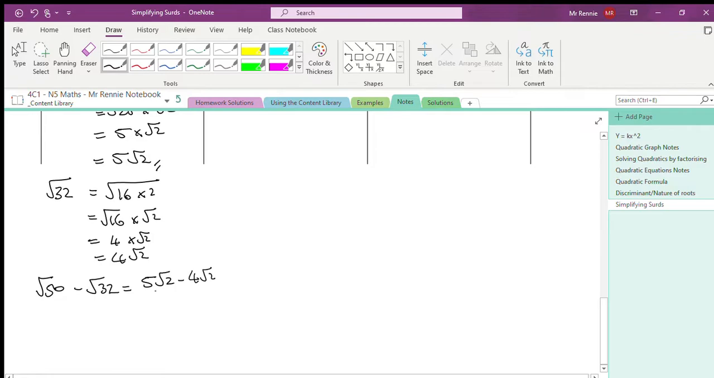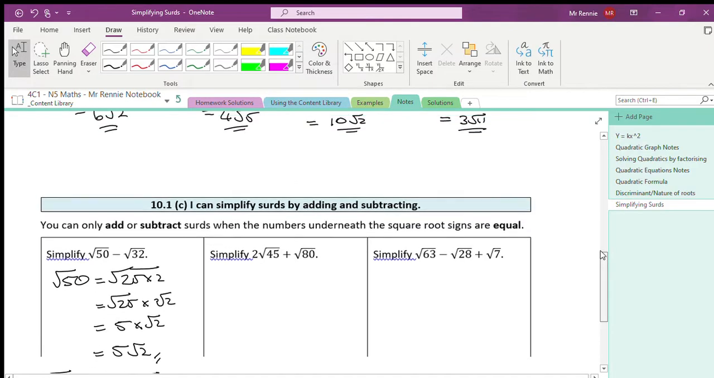And I can now combine these because I've got the same number in the square root. I've both got root 2's here. So if I've got 5 lots of root 2 taking away 4 lots of root 2, 5 take away 4 is 1. I'd have 1 lot of root 2, which is just root 2. So that's what we mean by adding or subtracting roots. We need to simplify them first in order to add or subtract them. We'll look at the next couple of examples as well.